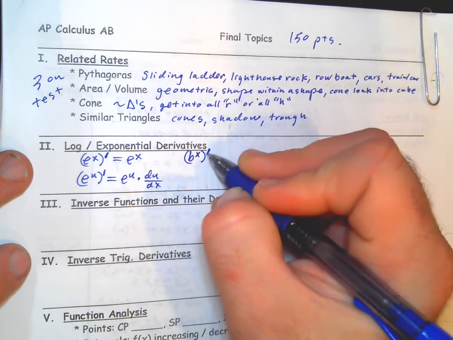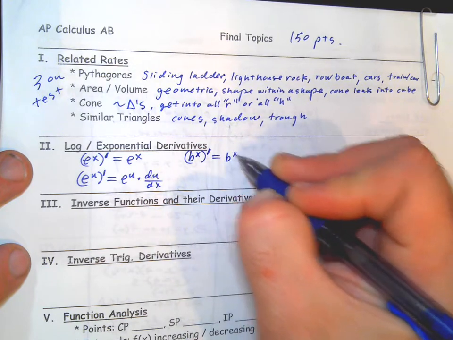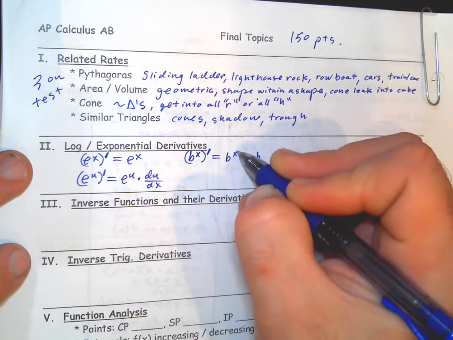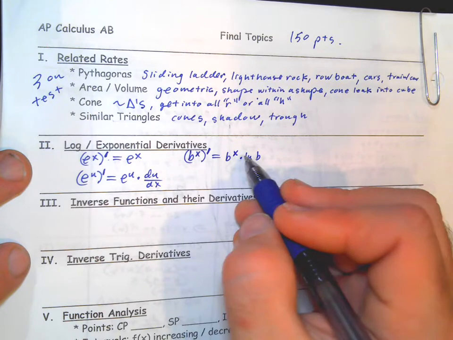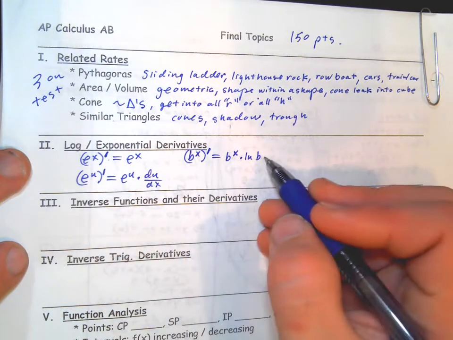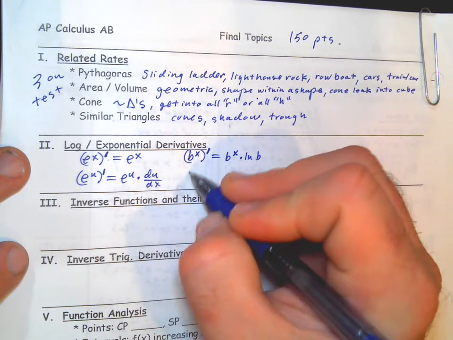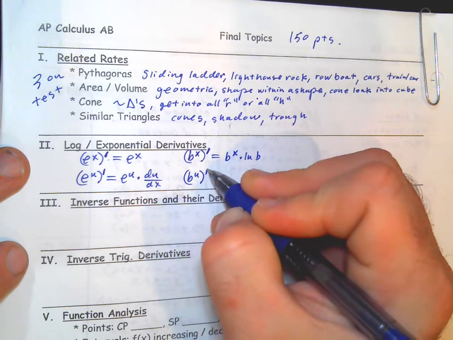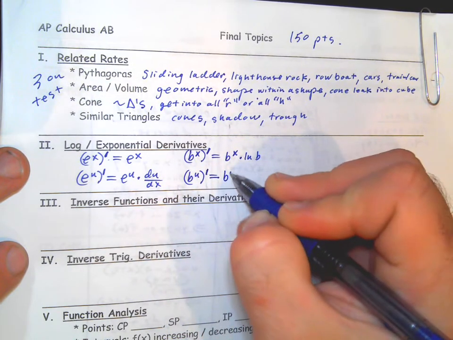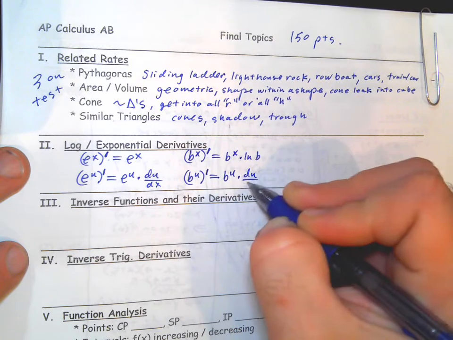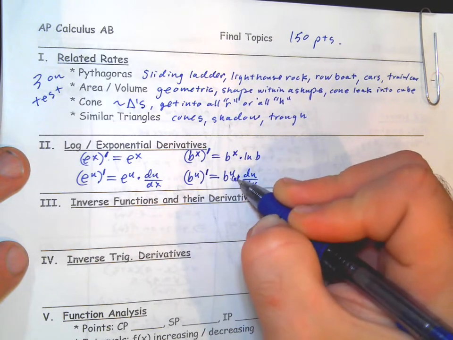b to the x is going to be itself, but then you also need a natural log of the base. And this rule comes from this rule, as a special case. If the base is e, the natural log of e is 1 and goes away. Again, you could write it with the chain rule built in: b to the u times du/dx. We need the natural log of b stuck in there.